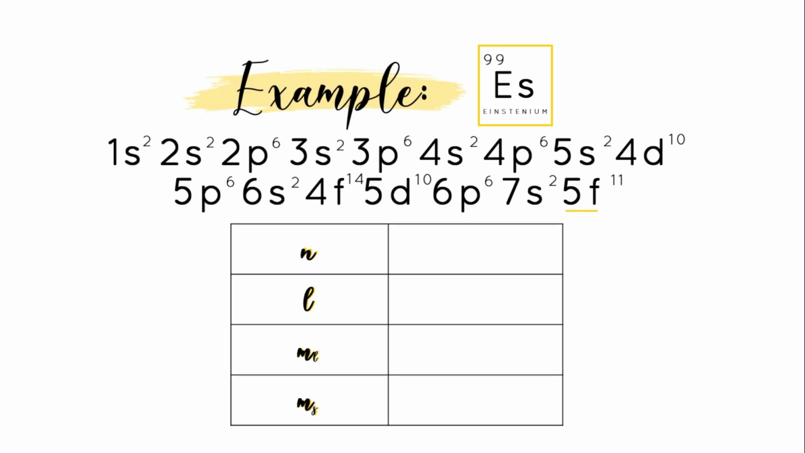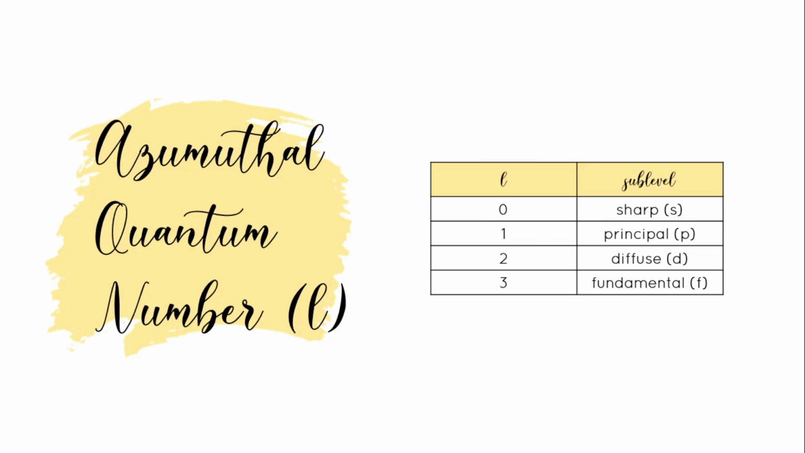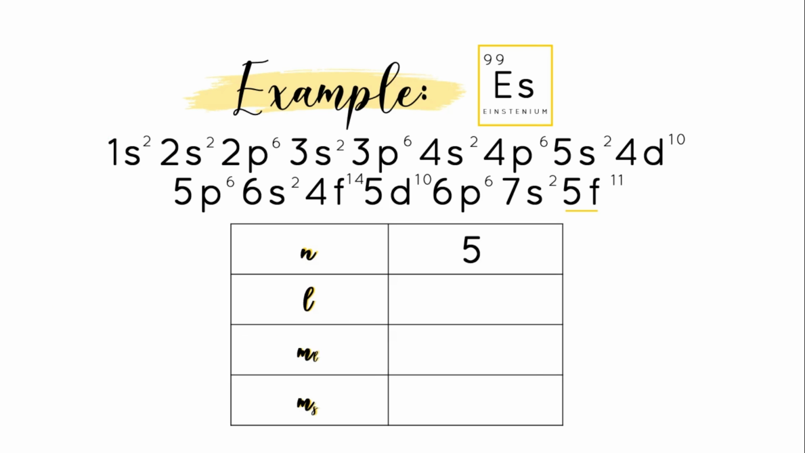To determine its quantum numbers, first, we're going to make use of its electron configuration. For our principal quantum number, again, we just copy our main energy level. In this case, it's 5. For our l, we need to look at the subshell. In this case, it's f. Again, if it is f, or fundamental, therefore our l is 3.